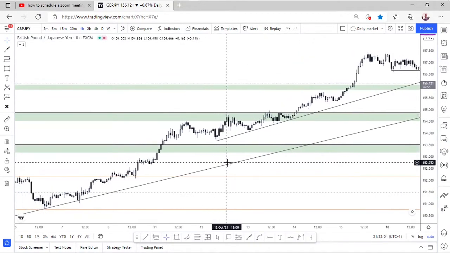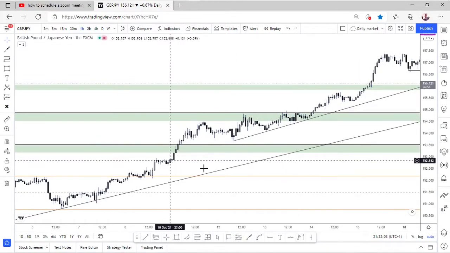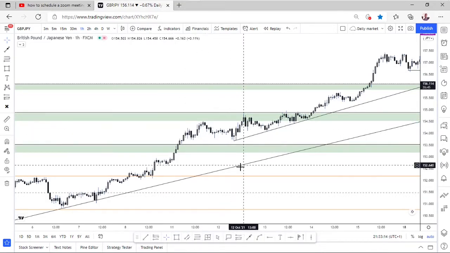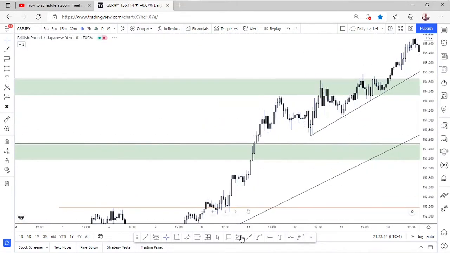So for this market, what you can see is that after this market made this impulsive leg and started pulling back, what you pay attention to is that there was a mini zone that was created here.